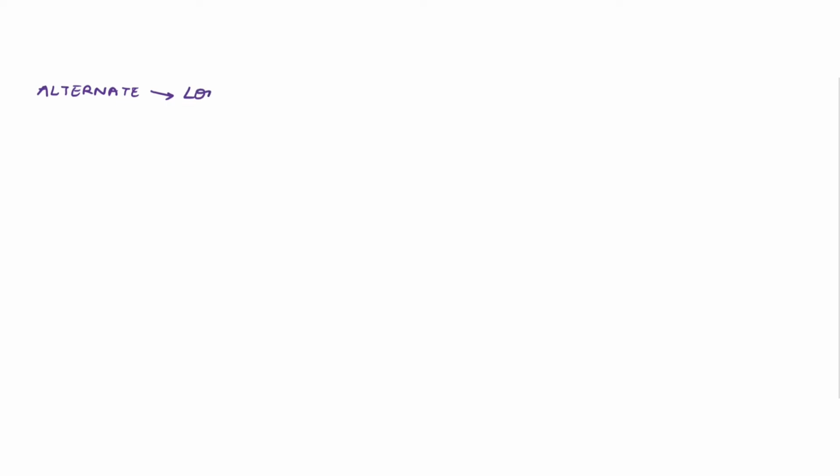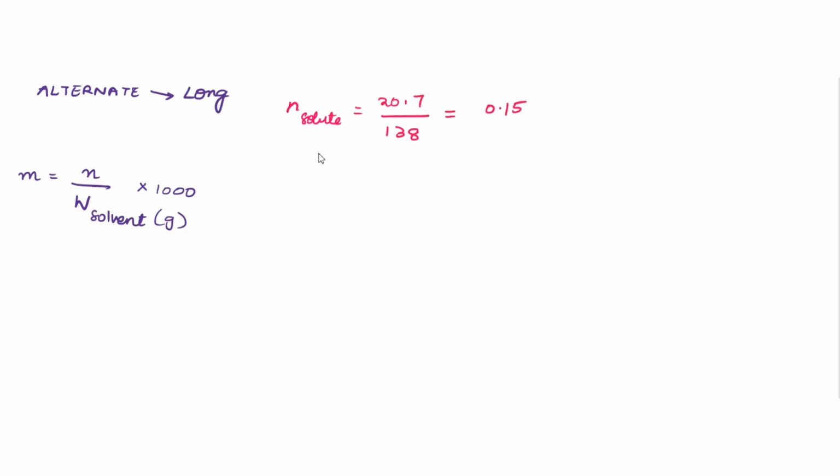First, they've asked for molality, that's the question. So what's the formula of molality? Number of moles by weight of solvent in grams into 1000, isn't it? So the first step is finding the number of moles of solute. Since they have given the mass of the solute, it's easy to find the number of moles. Same here also, we get 0.15.